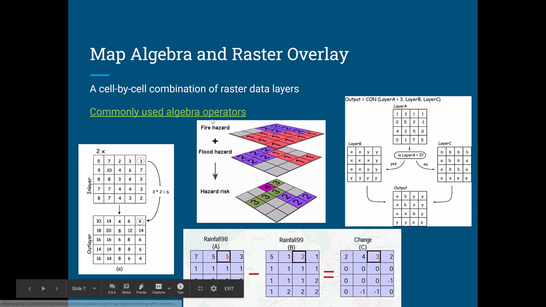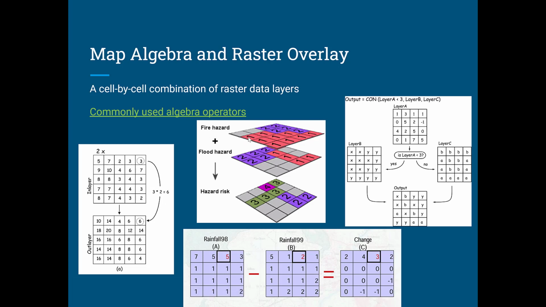You can also combine, like plus. Here, my fire hazard for this one is number 1. For flood hazard, it's number 2. Combine them together, the hazard risk for this specific location is 3.